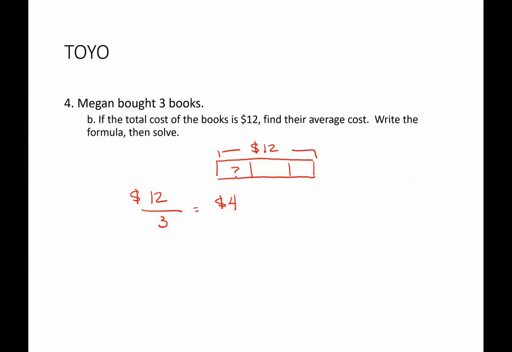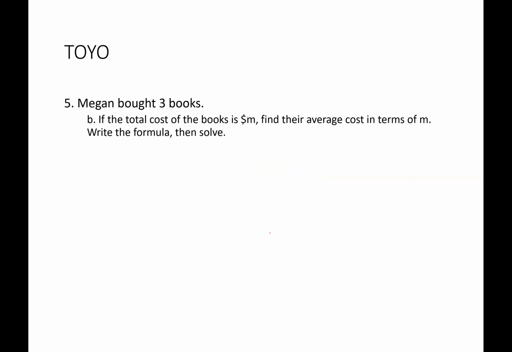This is the same problem, except that now we don't know the total cost of the books in a number. So Megan still bought 3 books. Remember what we did just a moment ago. But this time the total cost of the books is $M. And we want to know what the average cost of one of the books is. How do we set that up? If you can't remember, just flip back to that last problem. We're going to set this up exactly the same way, but instead of $12, now the total cost is $M. Michael? M divided by 3. M divided by 3. Great job. And that's going to be our expression.